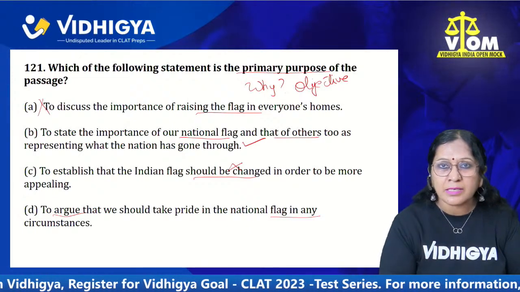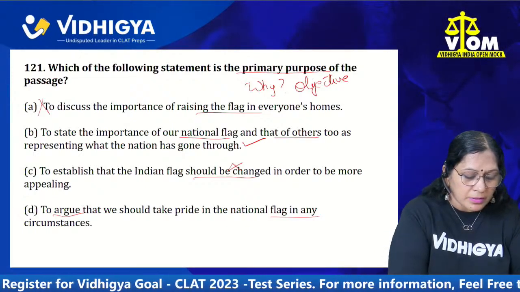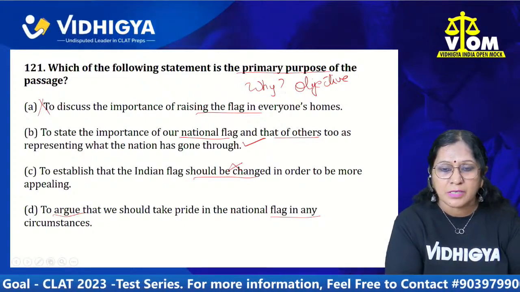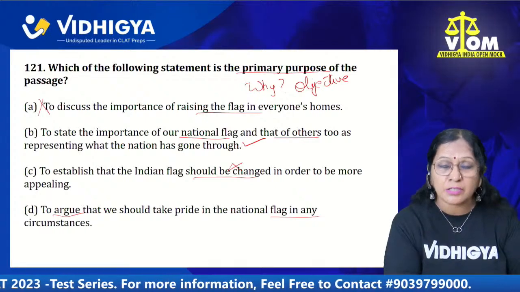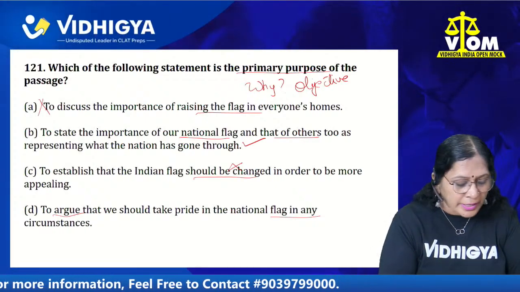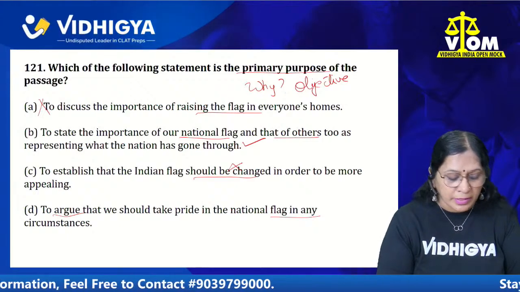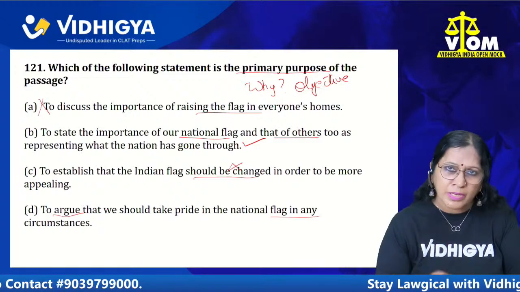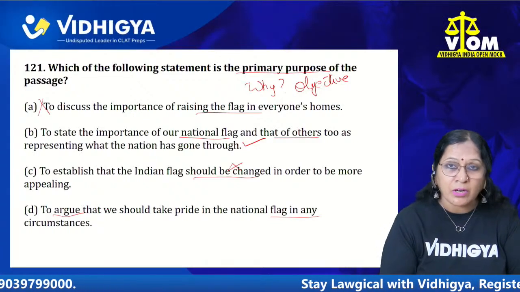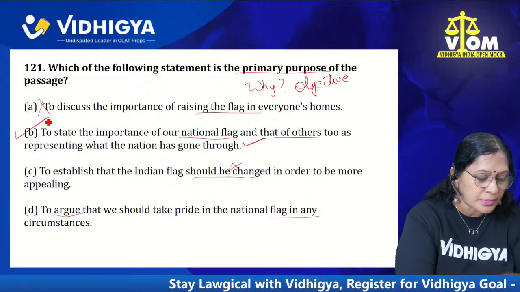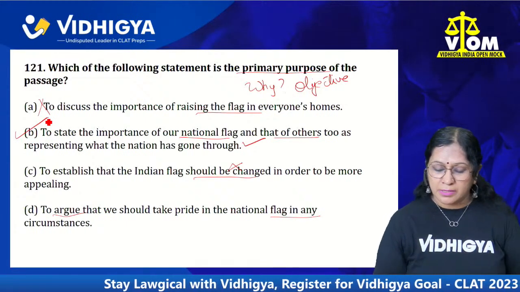That is one trick that is going to help you. Read the question again, you find that it is asking you the primary purpose. So, primary purpose means the intention or the objective of why the author has written all this. So, he did not want to argue that we should take pride in the national flag in any circumstances. It was his belief. He meant that, but it was not his prime purpose of writing the article. So, B would be a better answer.